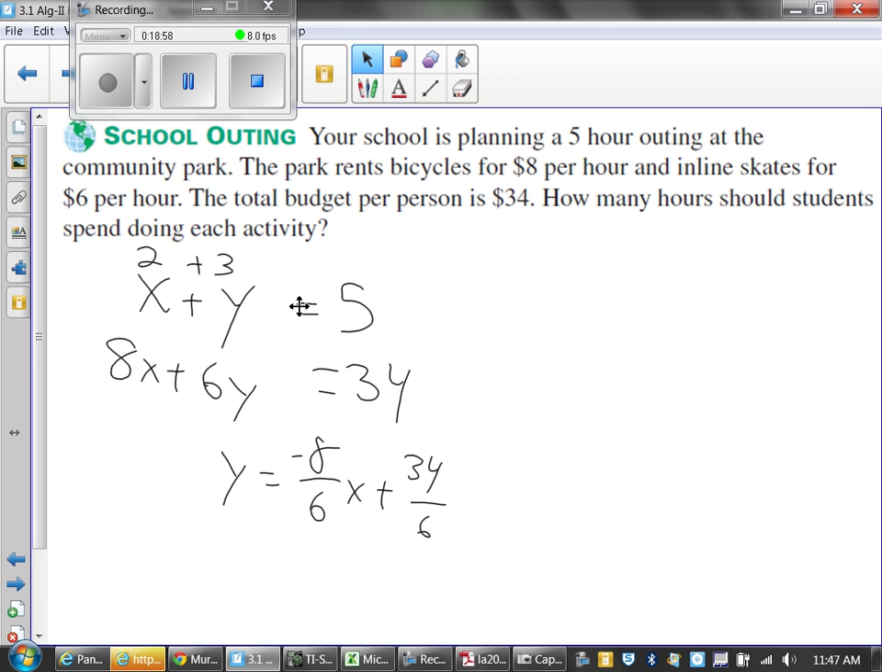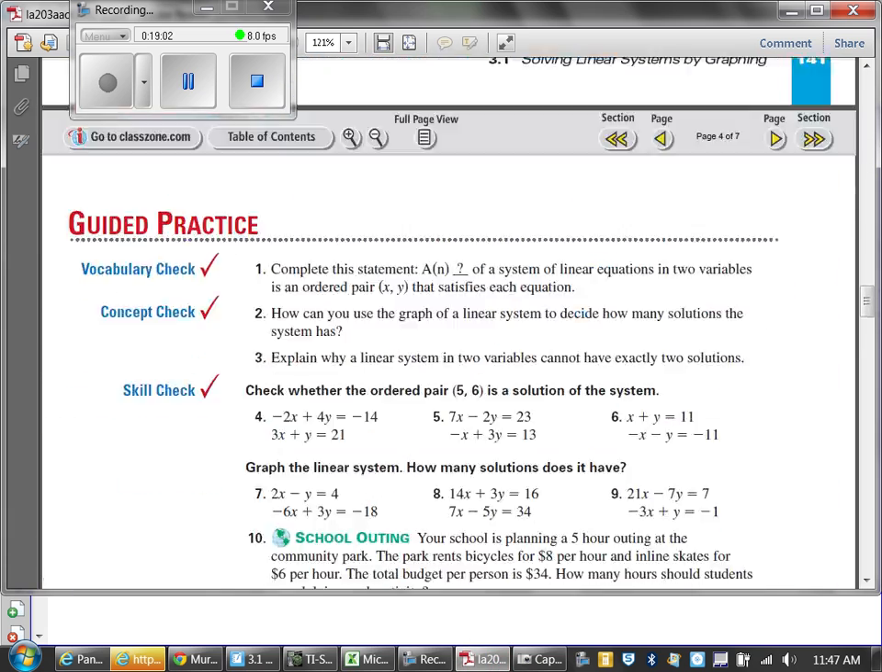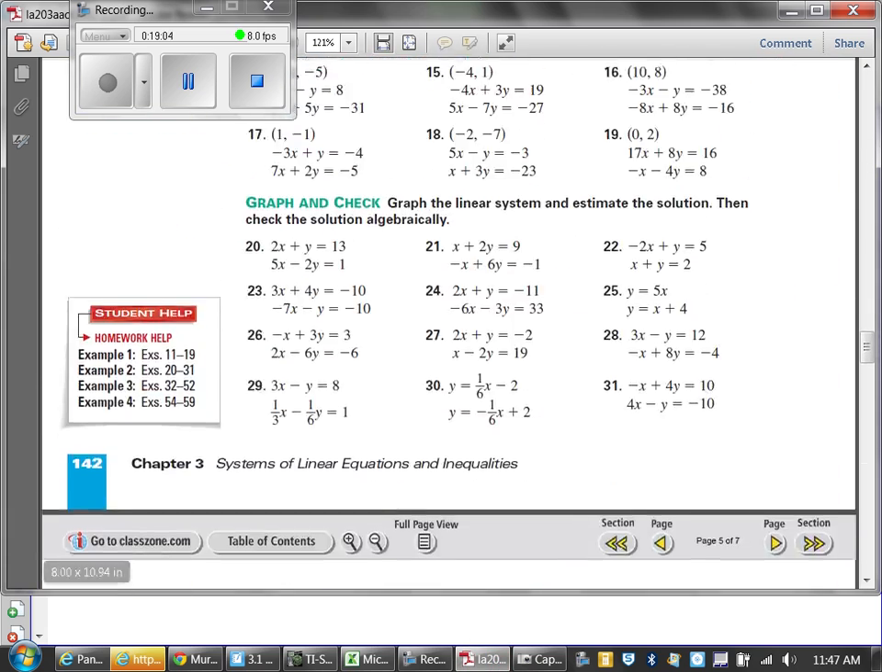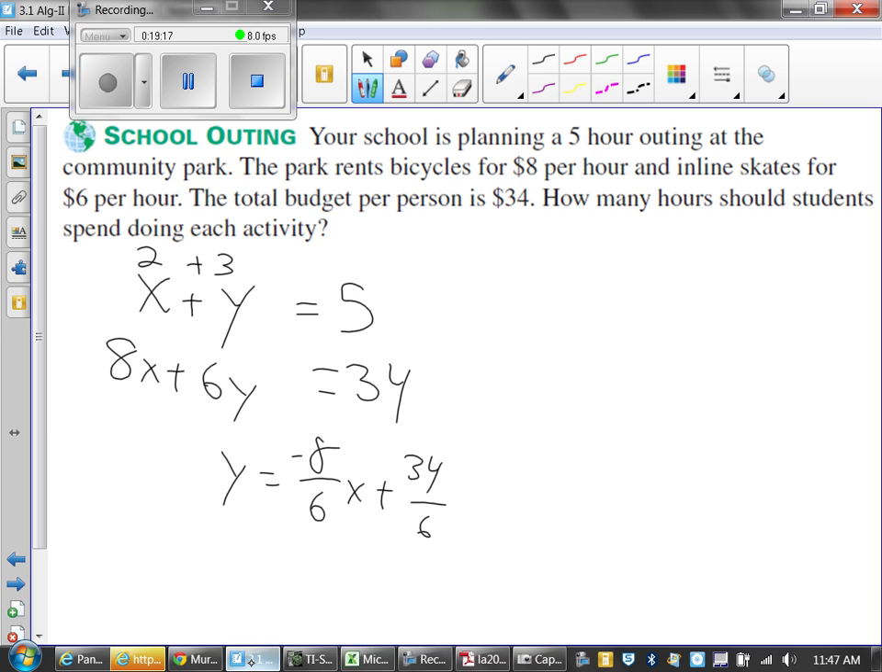So tonight, what I have for us is 6 graphs and I think 6 word problems. It starts on page 142. I'd like you to find the graphing solutions of 26 through 31.